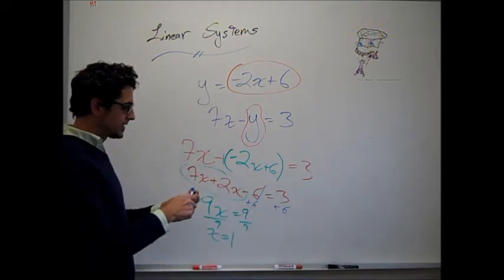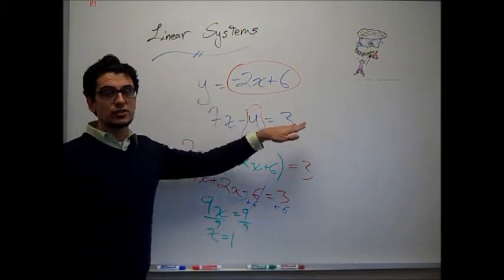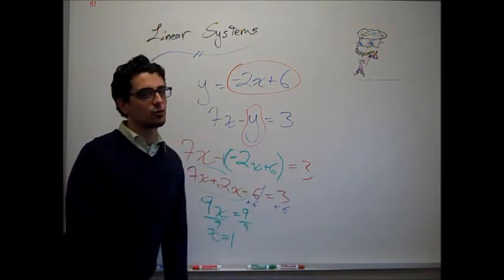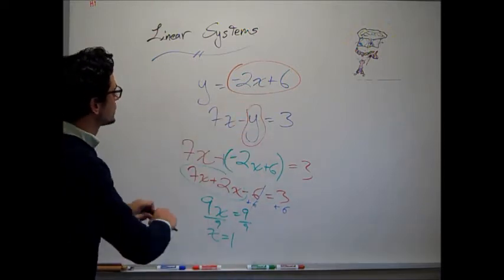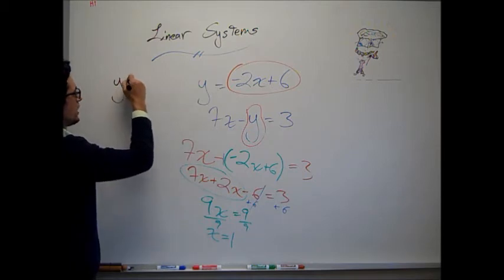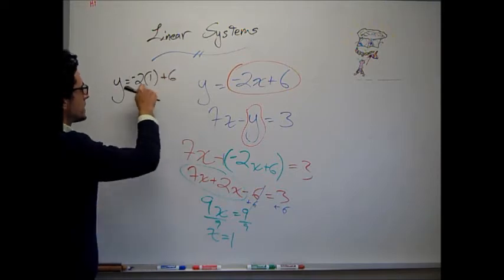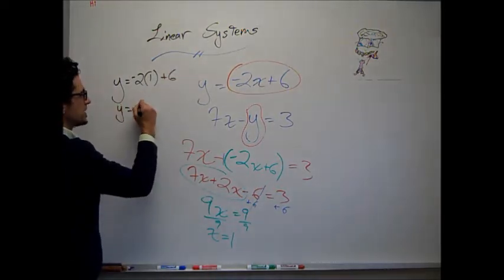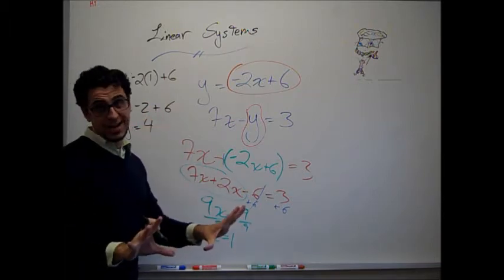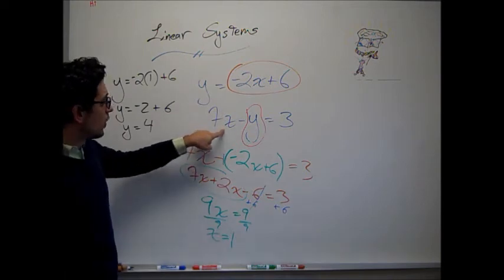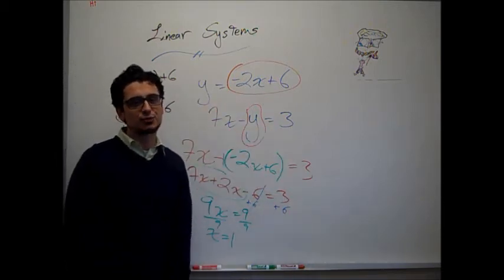If that's the case, I'm going to plug in 1 into either of these equations. It'll prove true for either one, if we've done it right. I'm pretty sure we did. So I'm going to put it into this one. I'm going to rewrite this equation over here. y now is equal to negative 2 times, what did we say x was? 1, plus 6. What's negative 2 times 1? It's negative 2. So I've got y is equal to negative 2 plus 6. That gives me y is equal to positive 4. Just checking, if x is 1 and y is 4, what's 7 minus 4? It's 3.